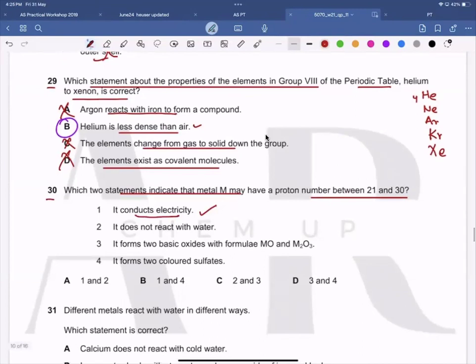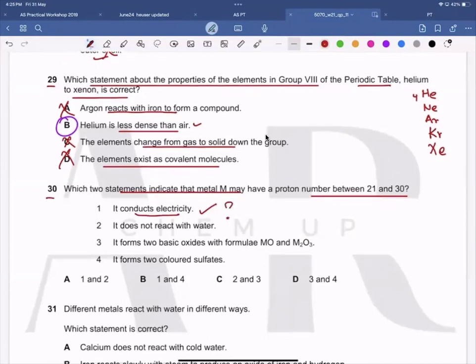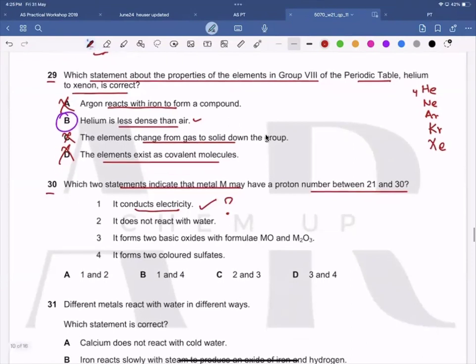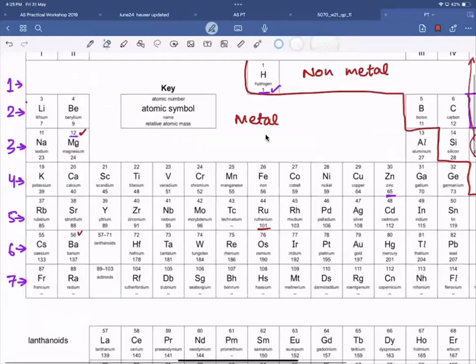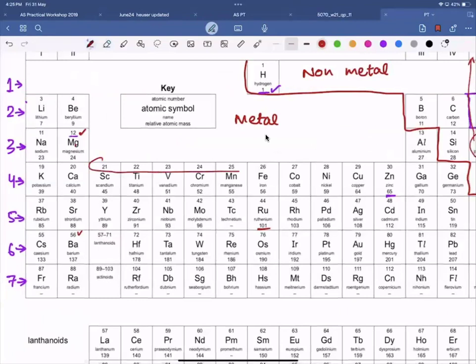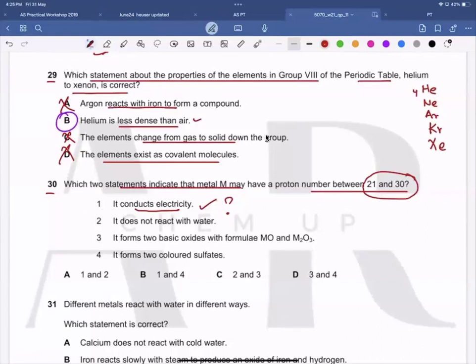But the other thing is that all the metals do conduct electricity. So conducting electricity doesn't mean that they have an atomic number between 21 and 30. If you see over here, 21 to 30 is this row, right? So these are transition metals. The metals which are not transition also conduct electricity. So this goes wrong. And if statement one is wrong, then A and B go wrong.